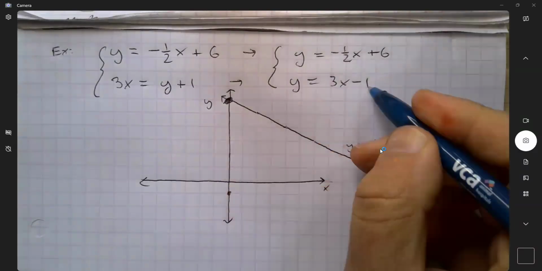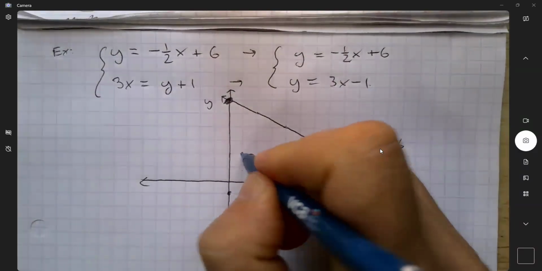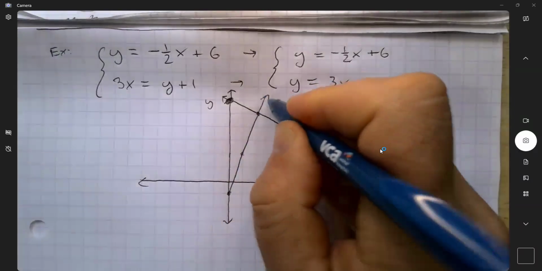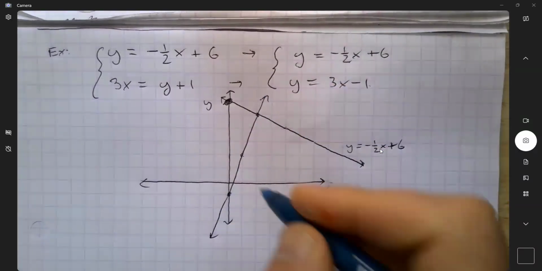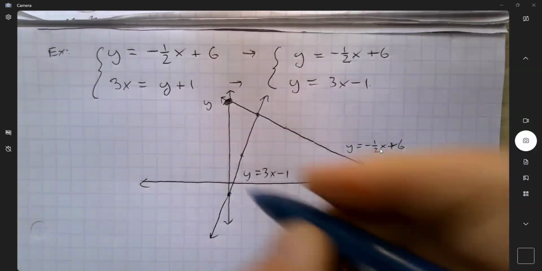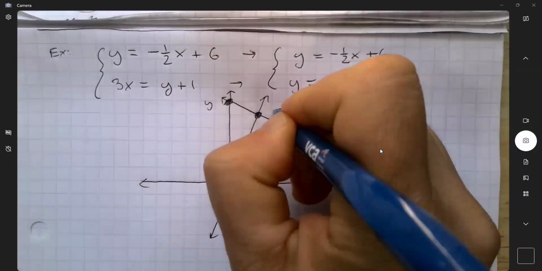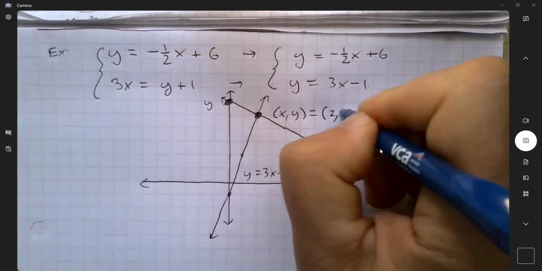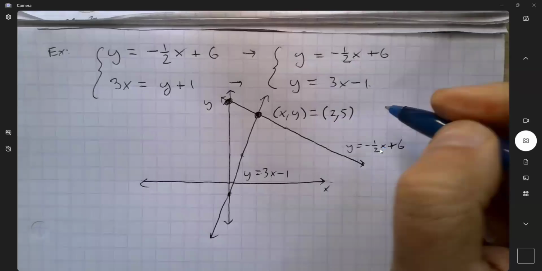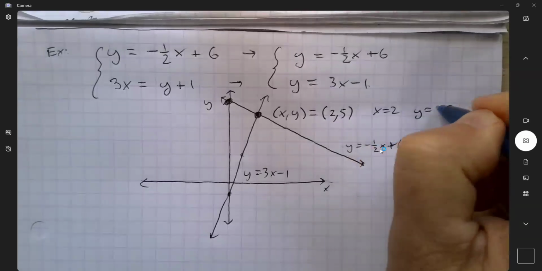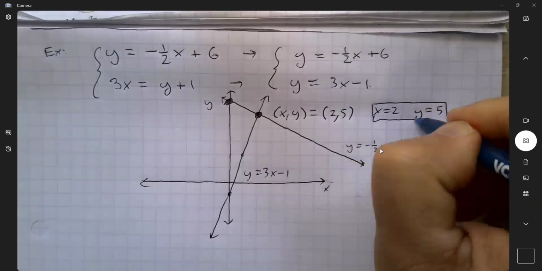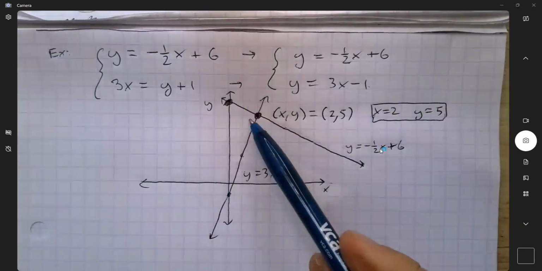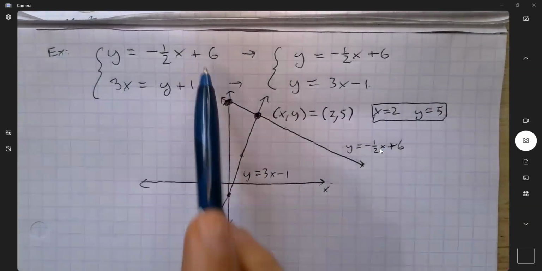And then my next equation has a y-intercept of -1 and then has a slope of +3. And that's y equals 3x minus 1. And here is my point of intersection, where x is 2 and y is 5. So x equals 2 and y equals 5 is the solution, and it happens to be the only point that solves both the first equation and the second equation. So it's the solution to my system of equations.